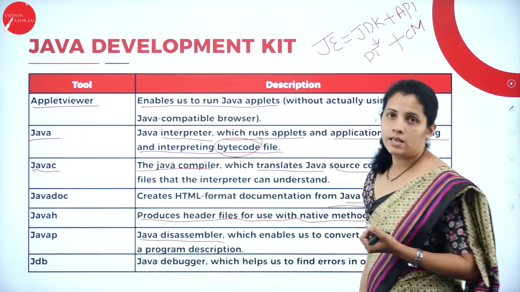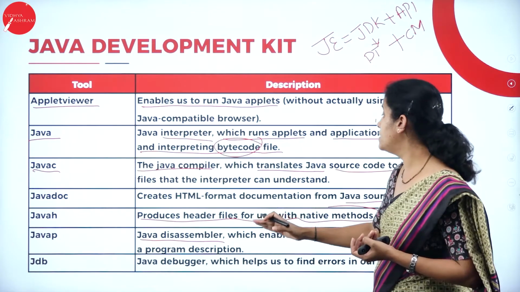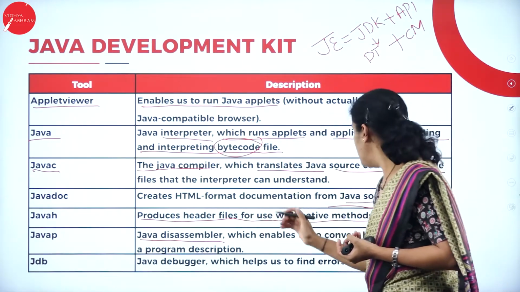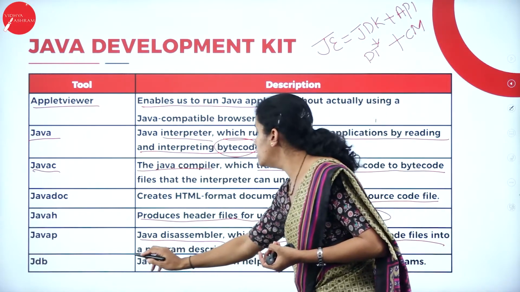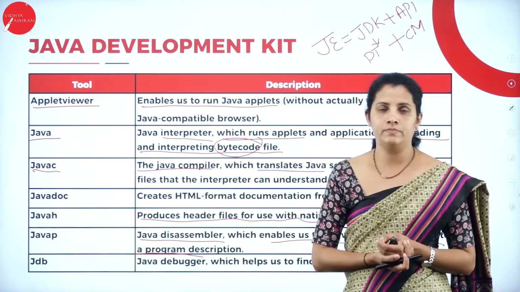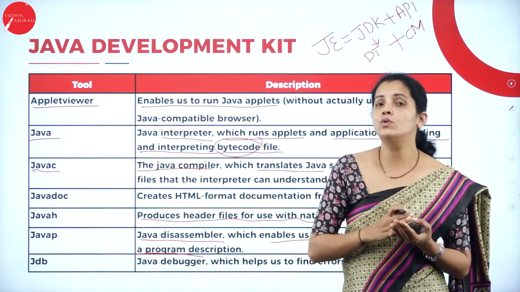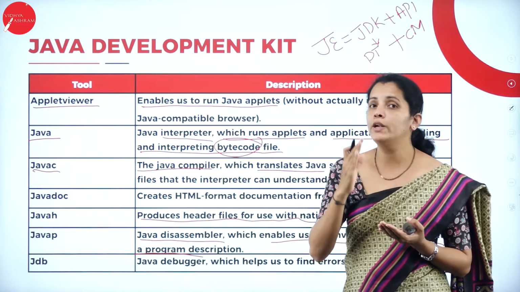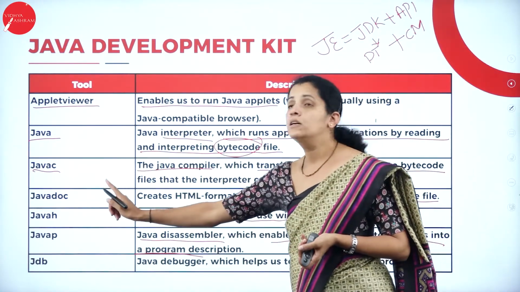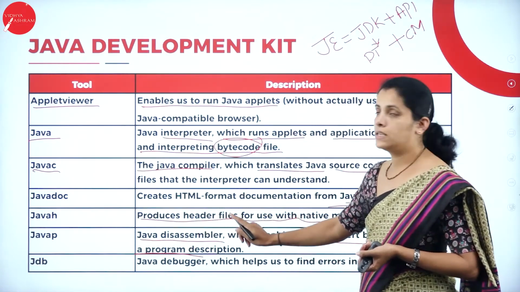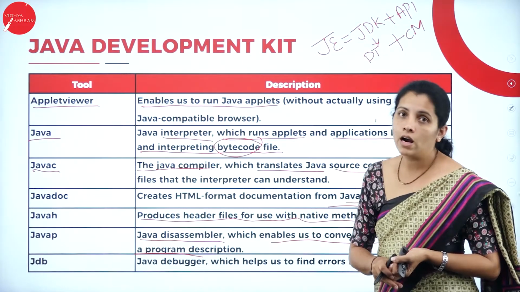Java disassembler. Then what is the job of the Java disassembler here? It enables us to convert a bytecode file into a program description. That means think that you have bytecode, and if you want to convert your bytecode into a program description, that time I require the Java disassembler. Then at the end, I'm going to have the Java debugger.